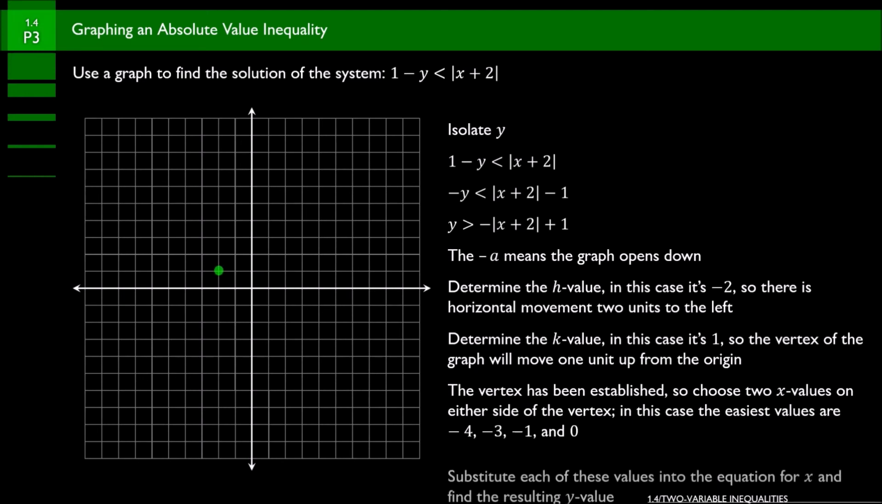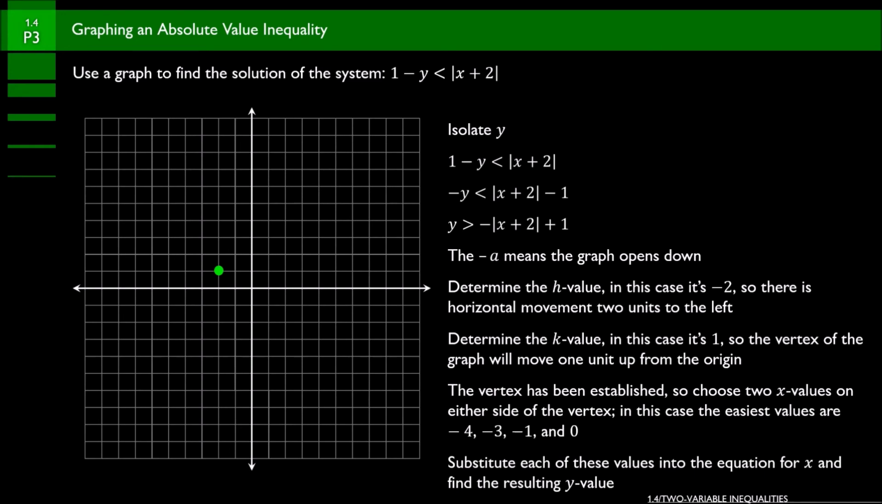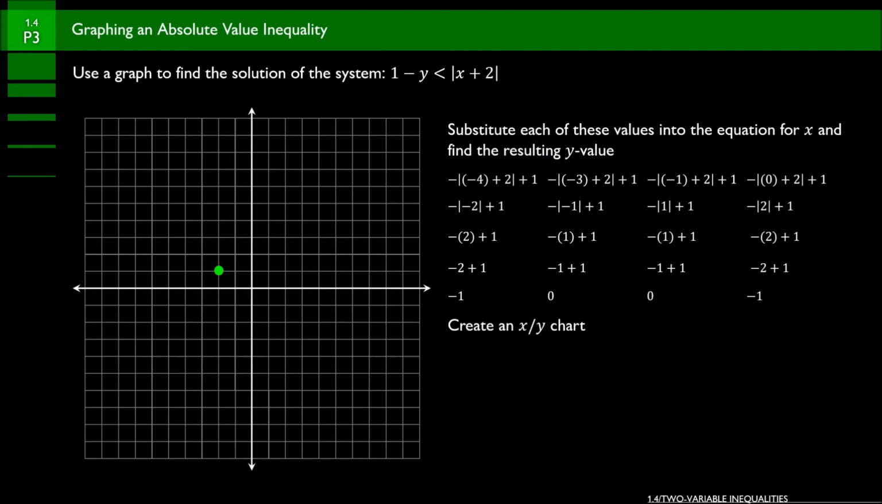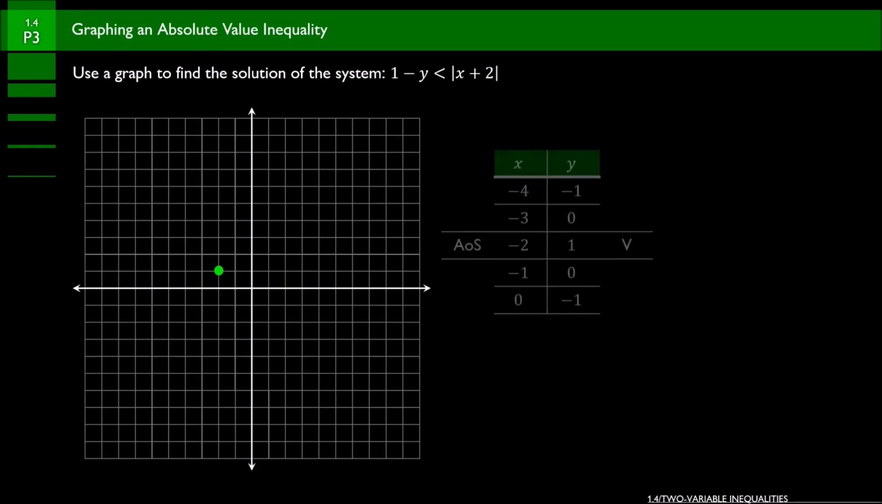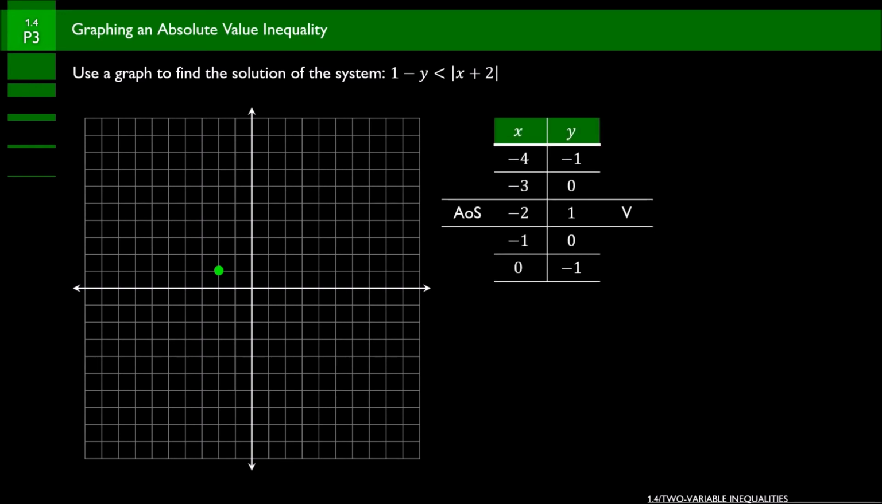And then we're going to substitute each of those values into the equation for x and figure out what is the resulting y value. So when we plug in negative 4 for x, we get a y value of negative 1. Negative 3 gives us 0. Negative 1 gives us 0, and 0 gives us negative 1. At this point, we have enough information to create an XY chart, which you can see here, and then we're going to go ahead and plot those points onto our coordinate plane.